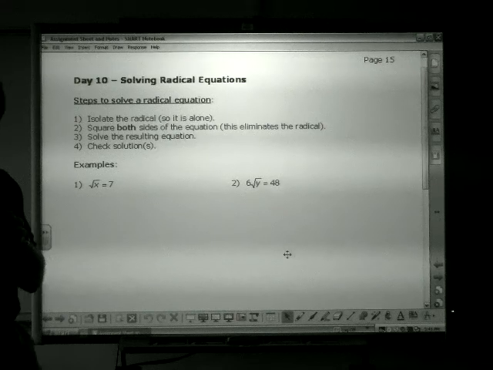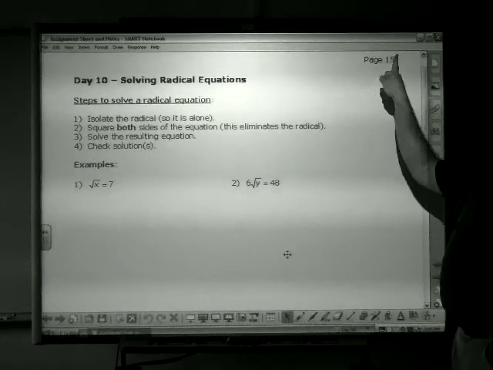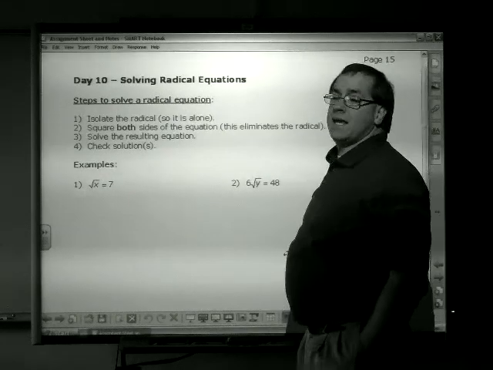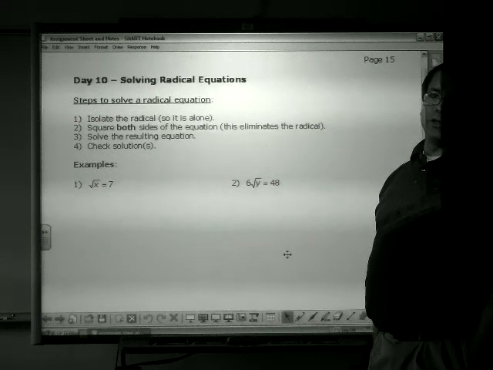Okay, in your packets, chapter 3, you'll see page 15, day 10. All right, solving radical equations.